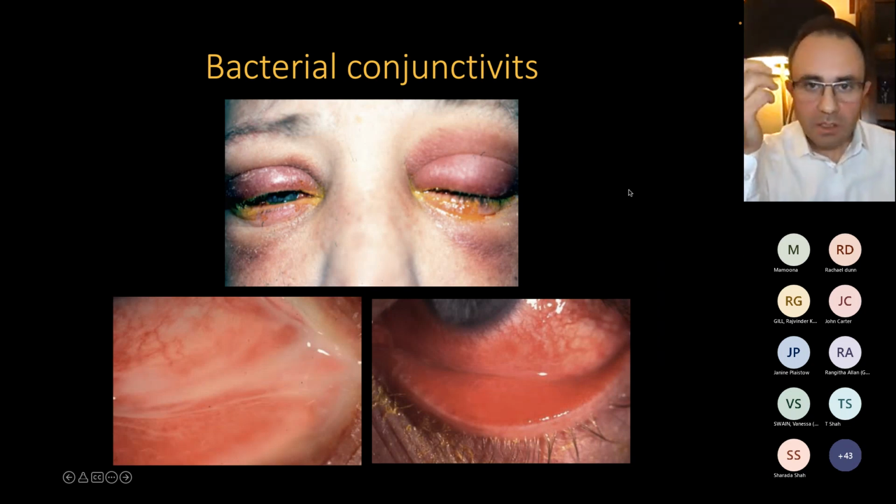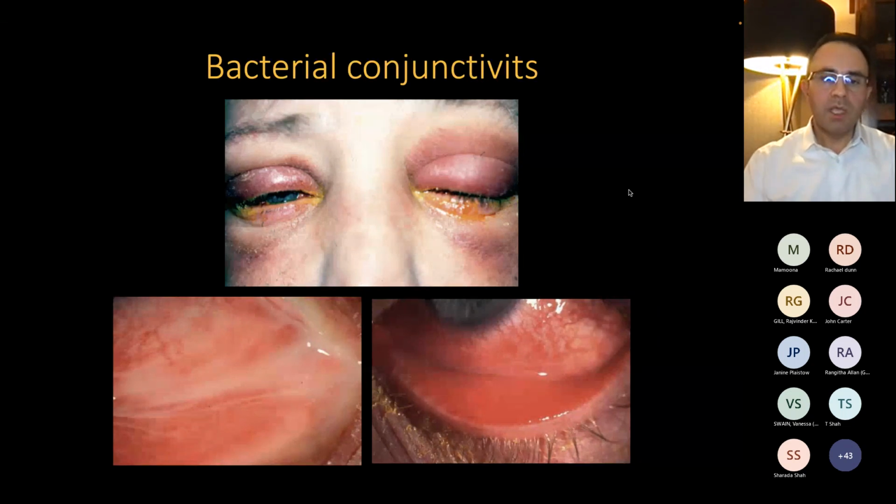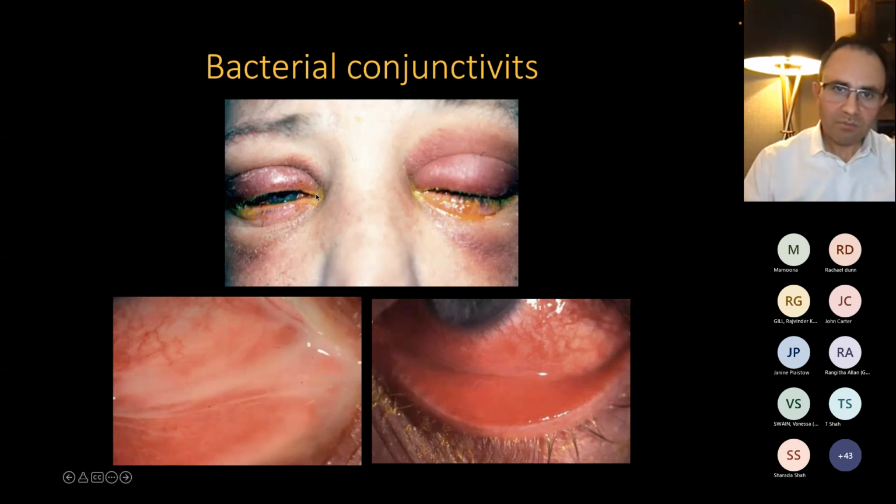Moving to the bacterial conjunctivitis. Bacterial conjunctivitis, usually it's a self-limiting disease. It's not really anything to worry about most of the time. However, you need to distinguish this from other types of conjunctivitis. Usually, if it's really bad, you will see swollen eyelids, slightly swollen eyelids.